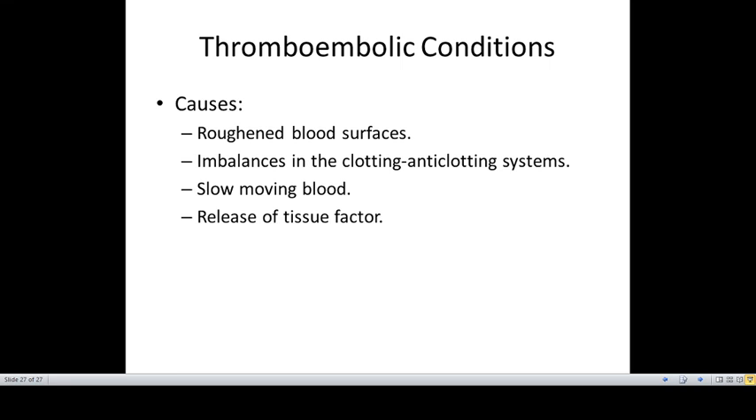Number 3, slow-moving blood has more tendency to clot because small quantities of fibrin accumulate in the stagnant blood. And lastly, widespread clotting can also be triggered by the release of tissue factor into the blood from large amounts of traumatized tissue.